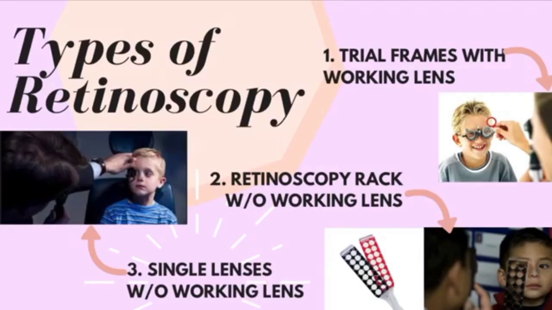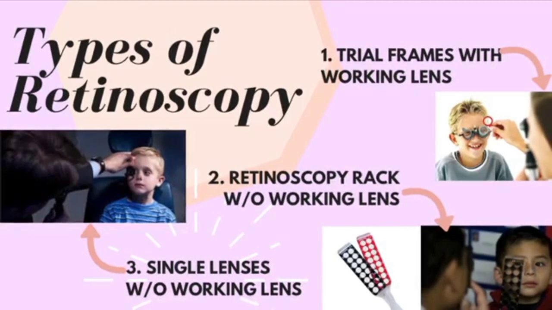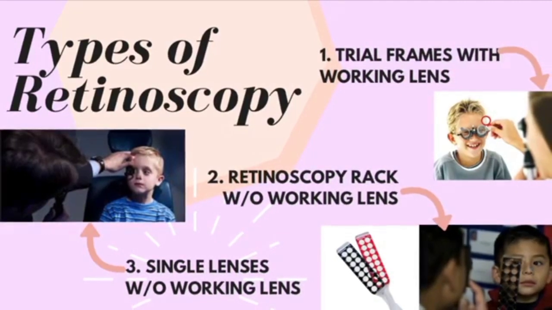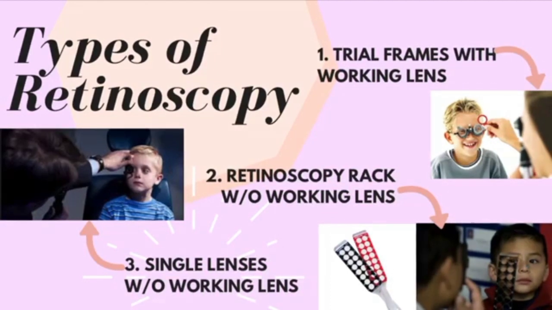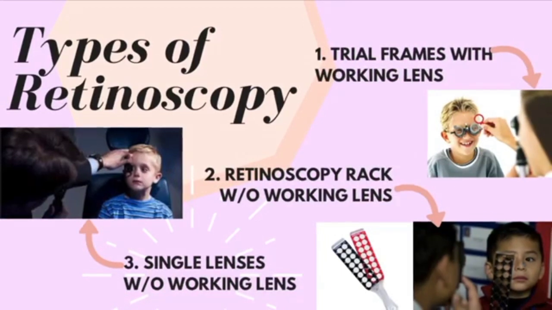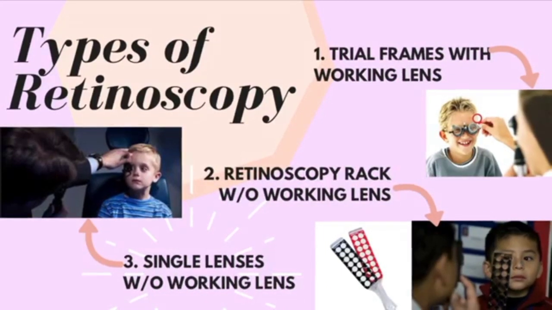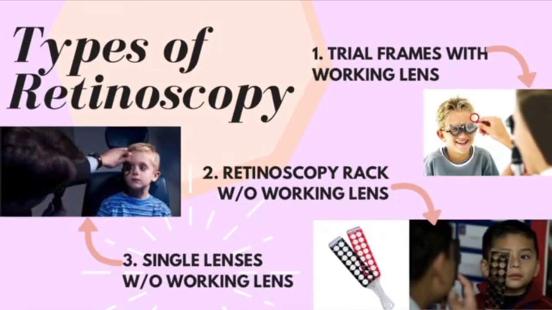There are 3 different methods of retinoscopy. The first method is using a trial frame with a working lens inserted. The second method is using a retinoscopy rack without a working lens. And the third method is using loose lenses without a working lens. This video will focus on using single lenses. This is because it prevents the discomfort of the trial frame on the patient, and it also allows the examiner to quickly change the lenses during an assessment.